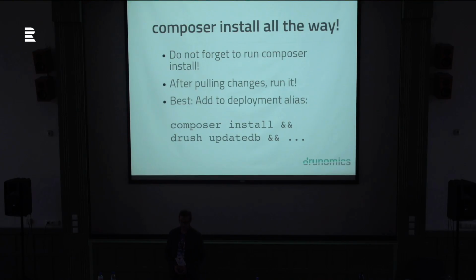So I would really suggest, if you have some deployment alias or something which you usually use to run, I don't know, update DB, to import the config, or revert features in Drupal 7, just add composer install to that alias, so it's never forgotten, and you just run it every time when you pull the changes from the repository.